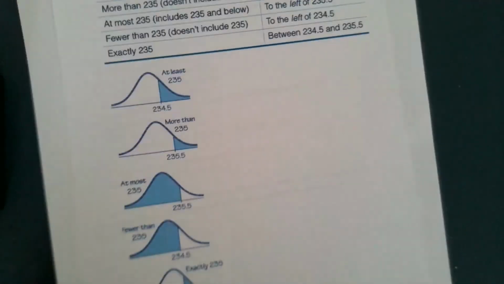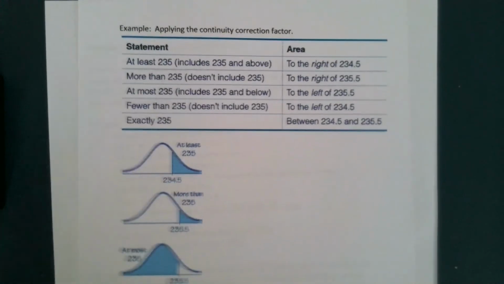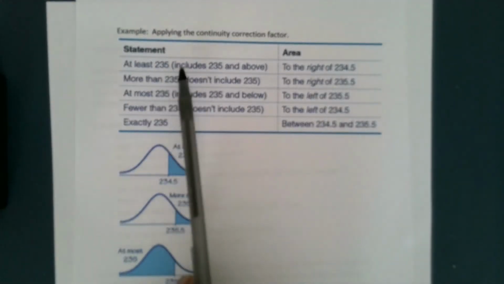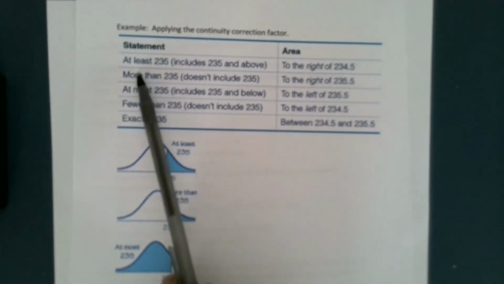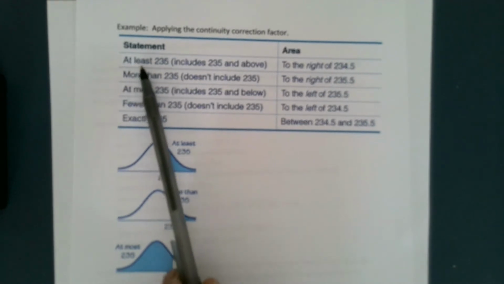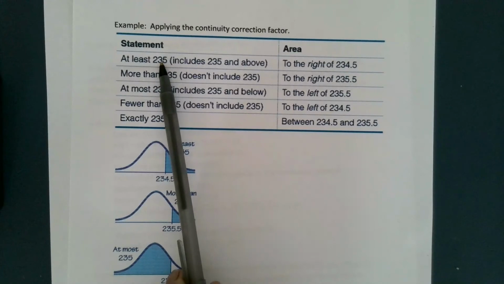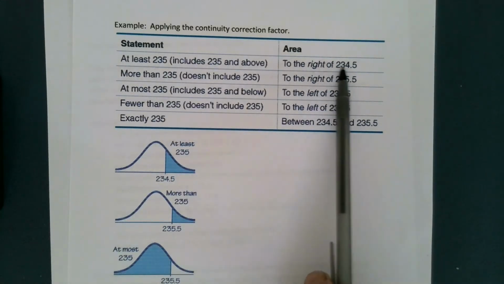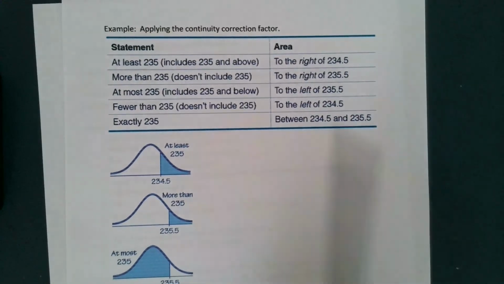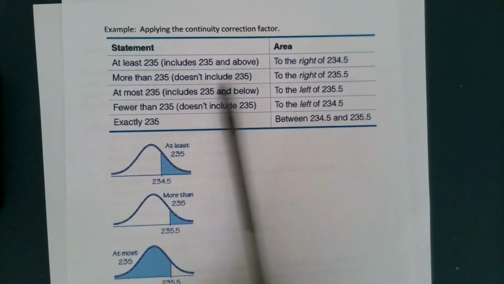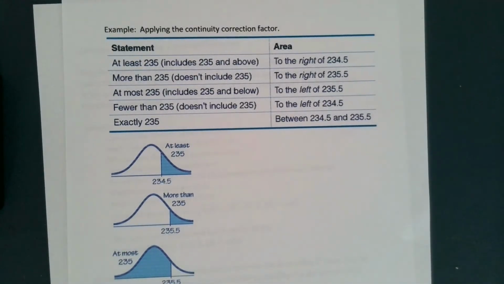So using the continuity correction factor, you're either going to want to add or subtract 0.5. Page 3 on the handout shows you whether or not you should add or subtract 0.5. Let's say you have a binomial distribution, you want to find the probability of at least 235. That would be 235 or more, but you want bar 235 to be included. So you'd find the area to the right of 234.5, so that bar 235 is included. And if it was more than 235, it wouldn't include 235, so you'd find the area to the right of 235.5.